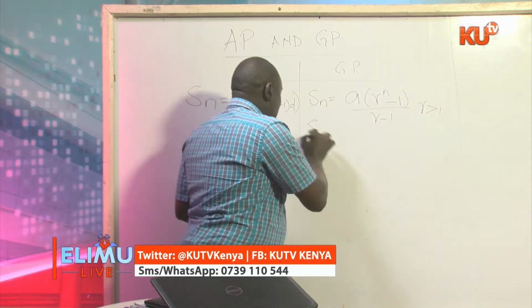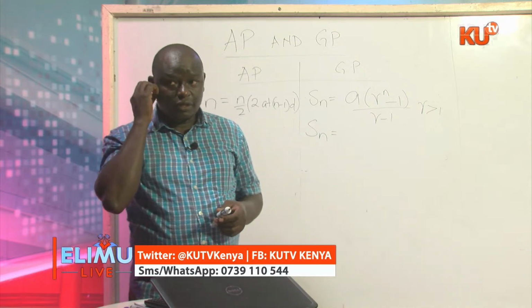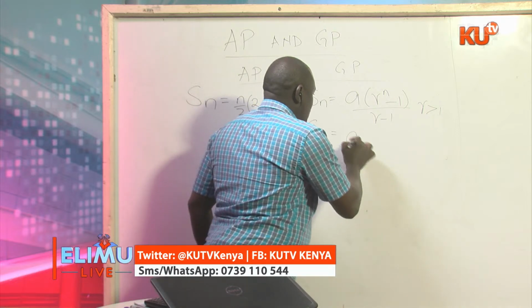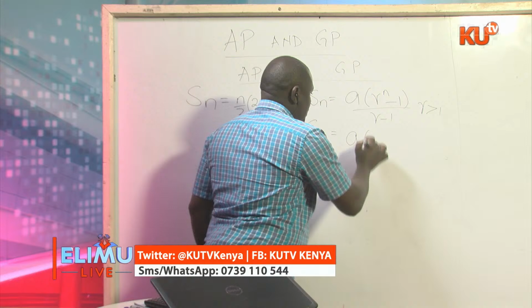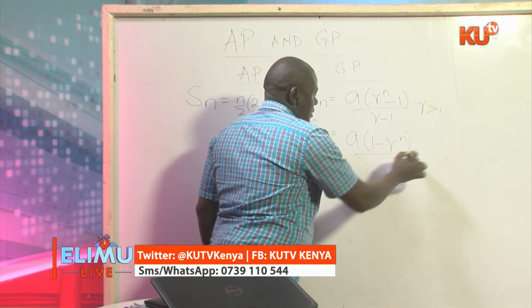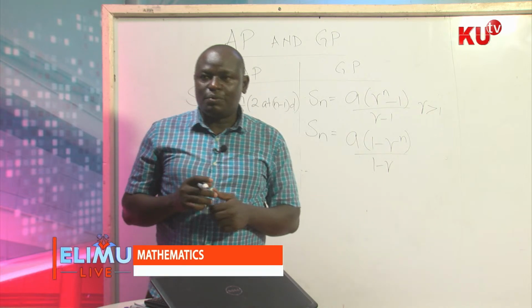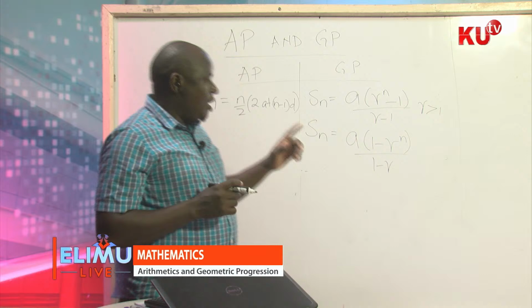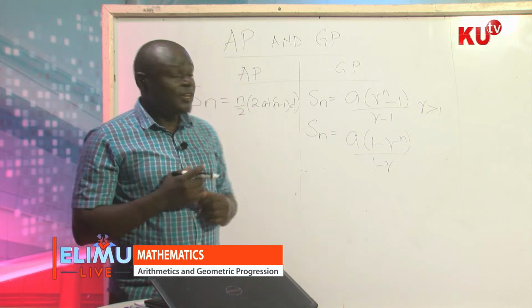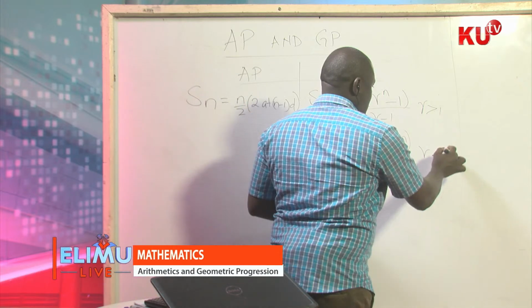We have another alternative when r is less than 1. We have it as a into bracket 1 minus r power n, all that divided by 1 minus r. This again is when r is less than 1.